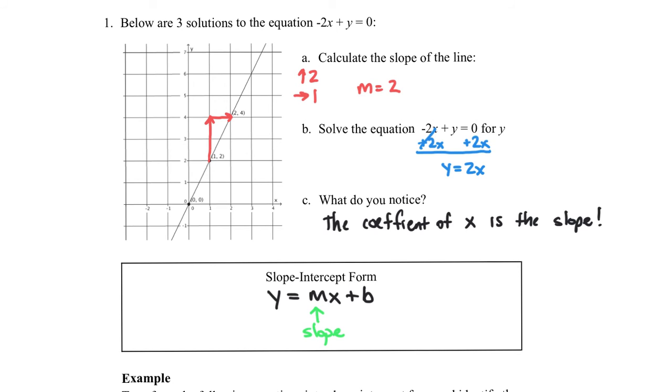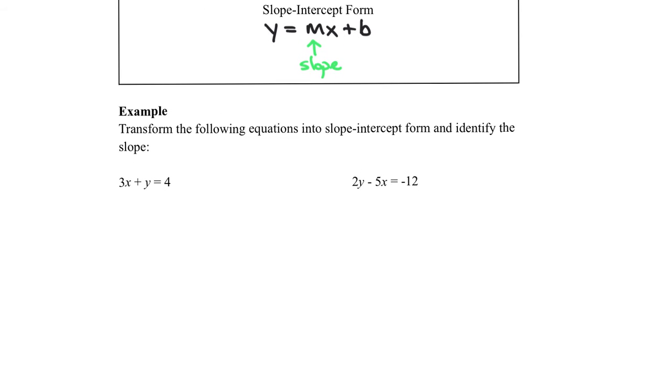But for now, we're just focusing on the fact that when you get your equation into this form, you can identify the slope. And you can't do it before that. Okay, some of you are going to try and give me the slope when we're still in this form. It's not going to work. You have to get it into y equals mx plus b form first. So let's take a look at a couple of those.